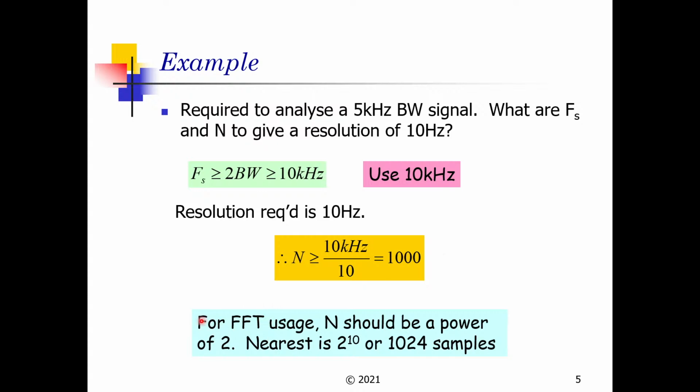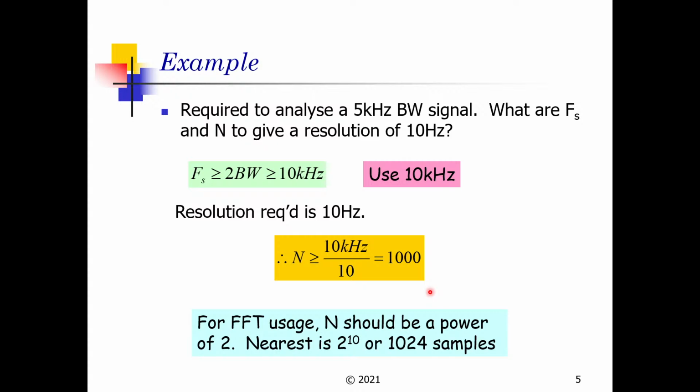Because the FFT operates on powers of 2 for the number of samples, we go up to the next available power of 2. So for example, if n here, being the number of samples, was calculated to 1025 samples, we will not use 1024 samples. We'll go up to the next available power of 2, which will be 2048 samples accordingly.